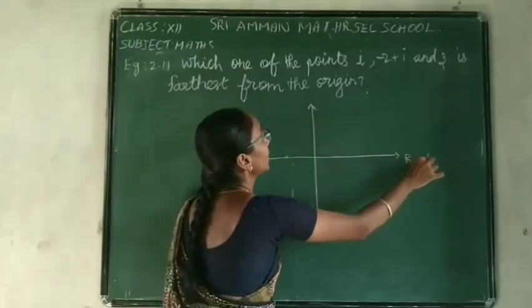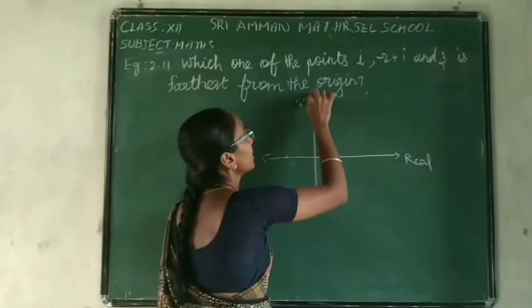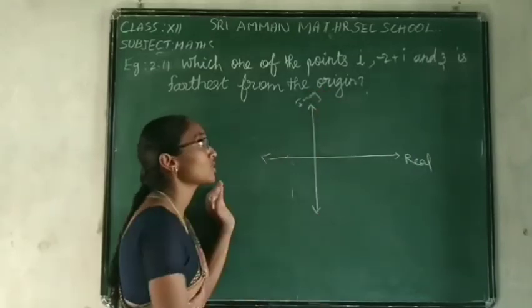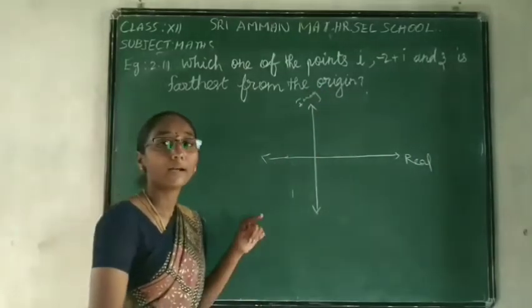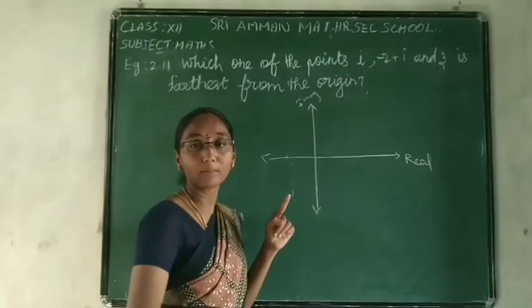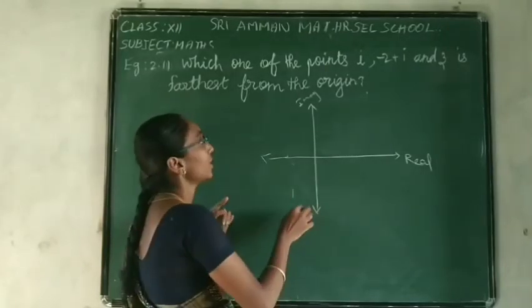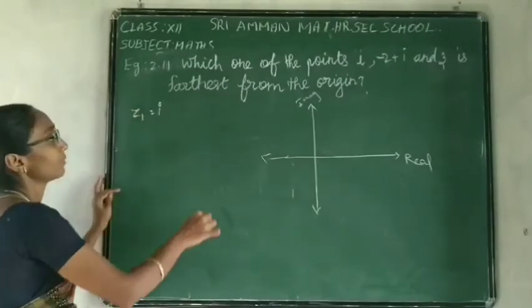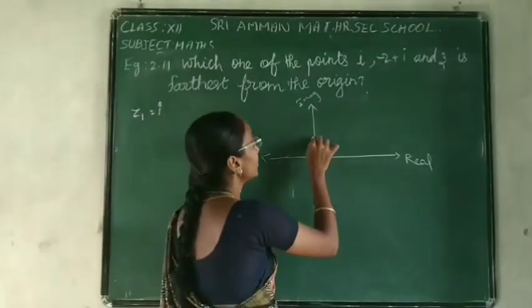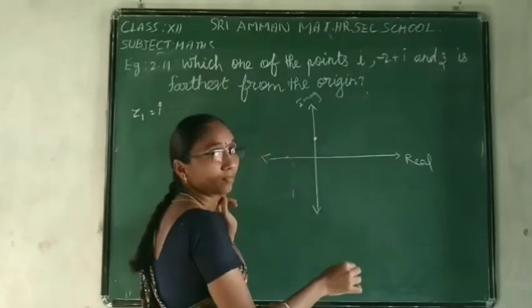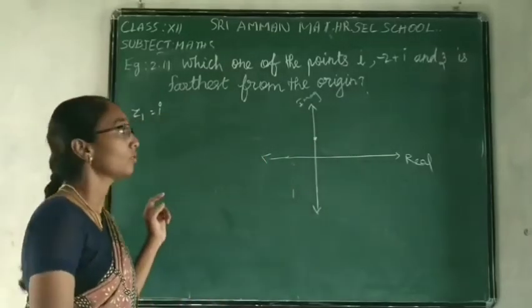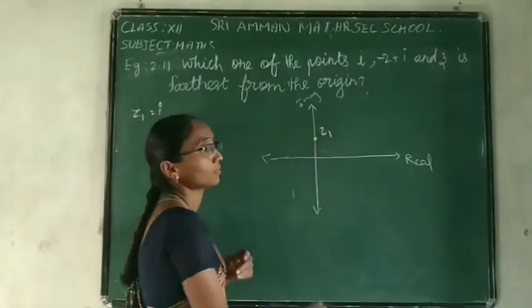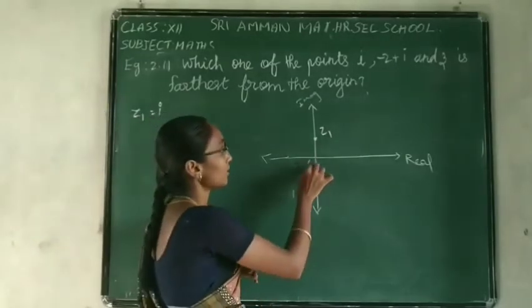Real axis, imaginary axis. First one, i: this complex number contains only an imaginary part. Let us consider z1 equal to i. So this is 0 plus i, this is z1. This one is the origin.